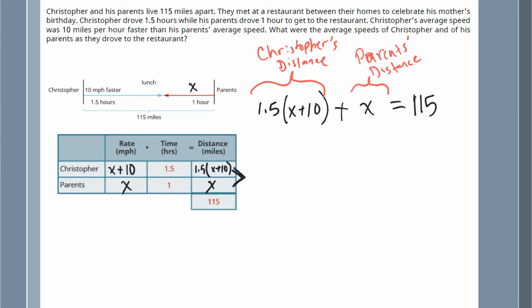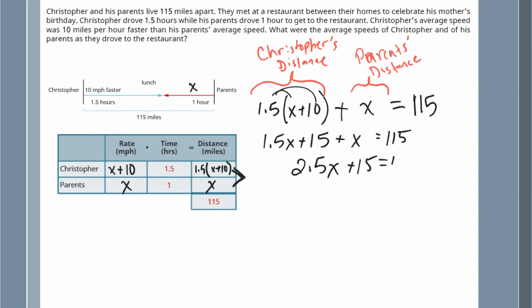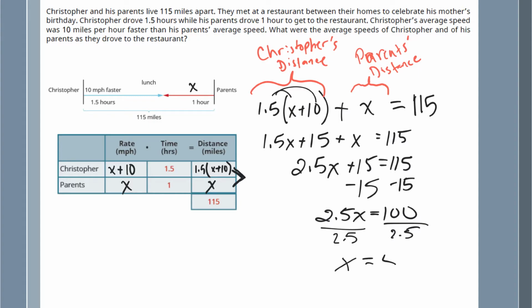Now we have an equation with one variable x. We can solve for it. First, I need to distribute 1.5. Combine like terms, so 1.5x plus x is 2.5x. Subtract 15 from both sides. Divide by 2.5. And x is equal to 40.